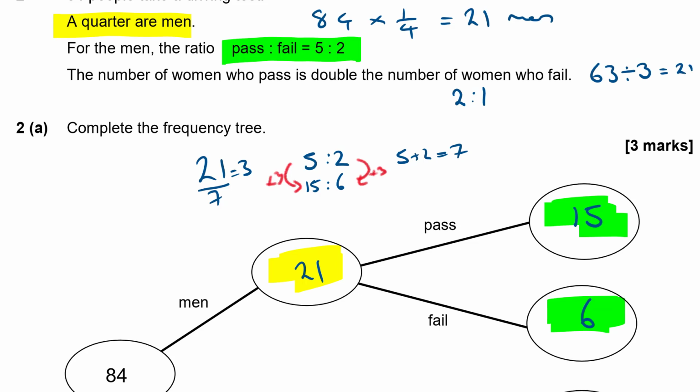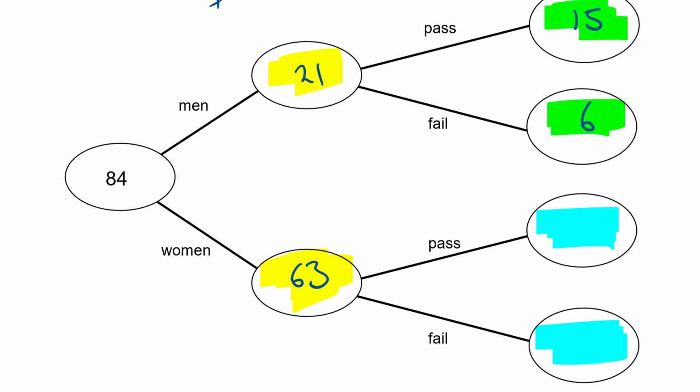So that's also 21. So multiplying 2 to 1 by a factor of 21, I'm going to get 42 women passed and 21 failed. 42 plus 21 is equal to 63, so it fits. So 42 go here and 21 go there. Okay, I think we're done.